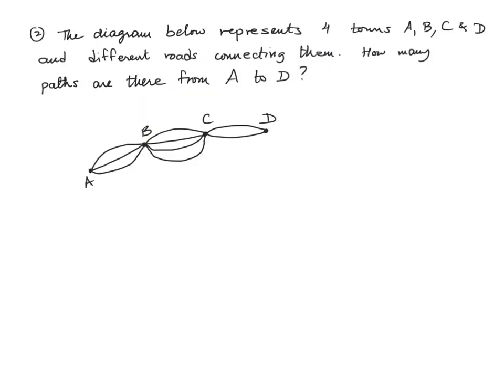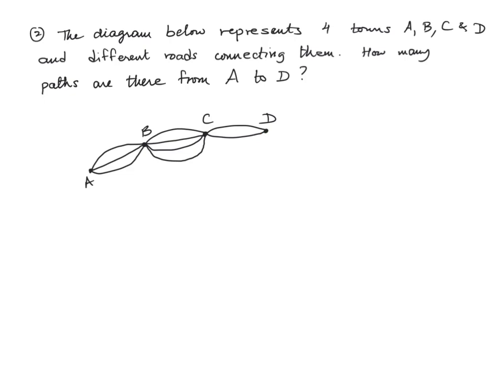So here's a similar scenario. The diagram below represents 4 towns, A, B, C, and D. Town A, town B, town C, town D, and different roads connecting them. So there's 3 roads connecting A to B, 4 roads from B to C, etc. How many paths are there from A to D, assuming, again, we're not going to backtrack and go again?